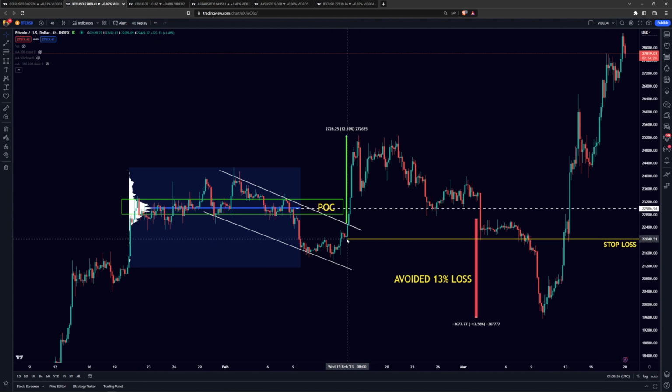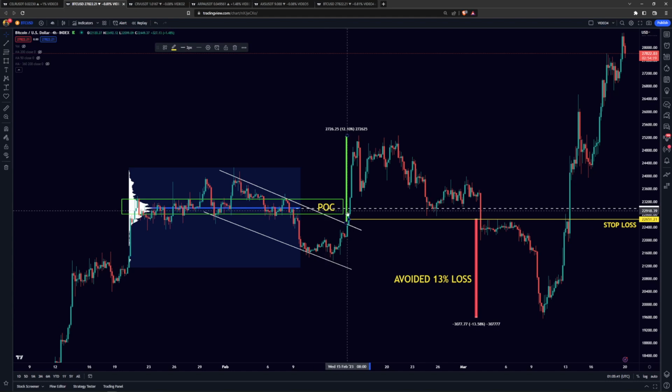If you had entered the break above the point of control, you could have put your stop loss a little closer, sitting just below the point of control. You would have been able to capture a 12% move to the upside. Now, if you stayed in the trade for too long, you can see over here that it would have tapped this point of control once, and then eventually it broke through. And this stop loss would have stopped you out of the trade. So you would have taken a 13% loss if you had stayed in the trade with no stop loss.